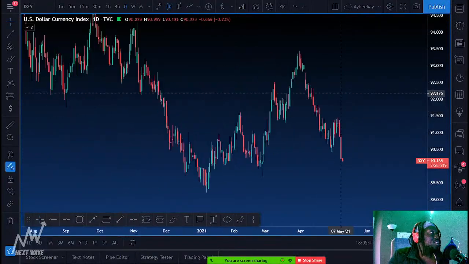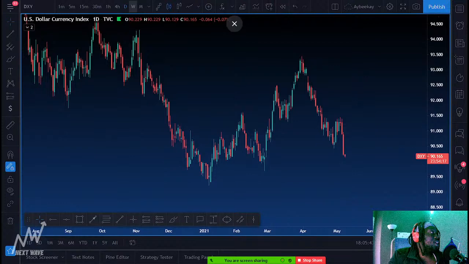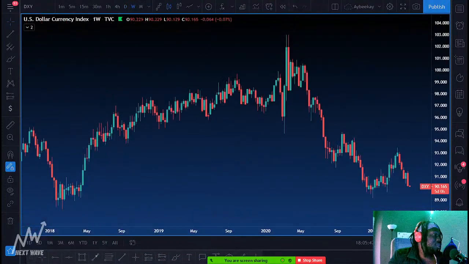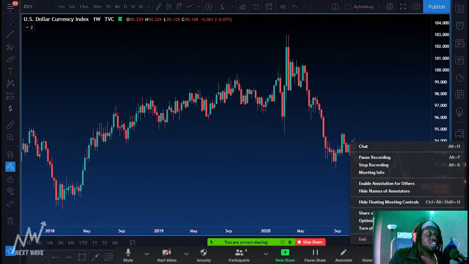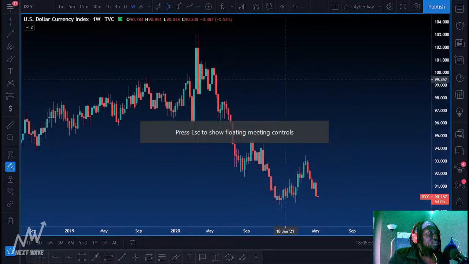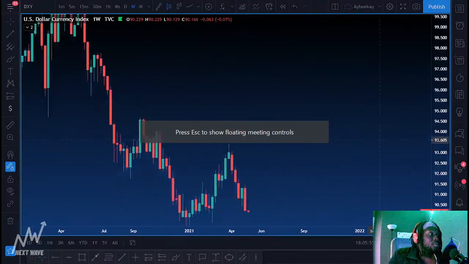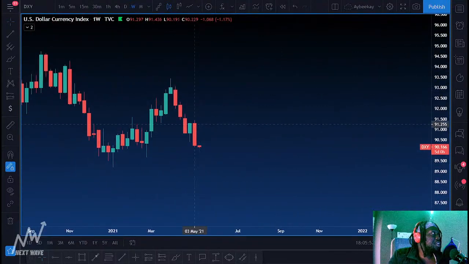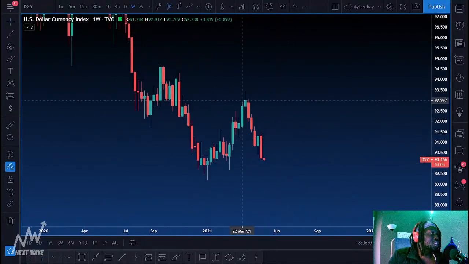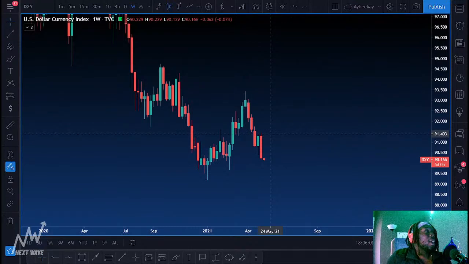So remove drawings. And let's go ahead and go on to the weekly time frame, and let's go ahead and check out everything. Gonna take off this floating mini controls. All right, so weekly time frame, another bearish engulfing candle to the downside. I really do not think that the DXY is going to continue going bullish, but there is still a hope that this can definitely turn around.